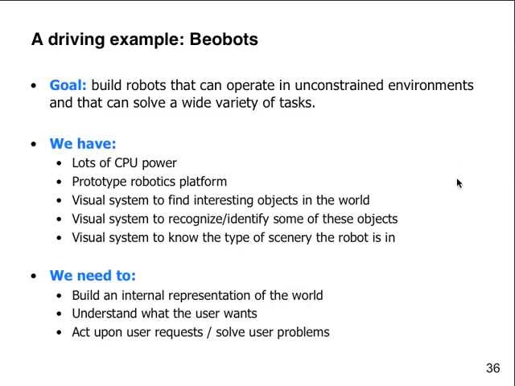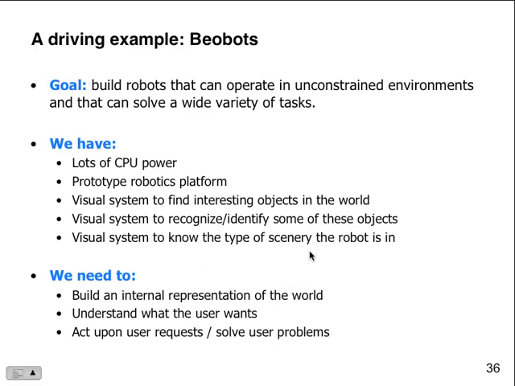So the goal was to build one that can operate in unconstrained environments and solve a wide variety of tasks. So we have lots of CPU power, we have a prototype, let's say, robotic platform. We have visual systems, cameras, that we're going to use to find interesting objects in the world and recognize, identify these objects.